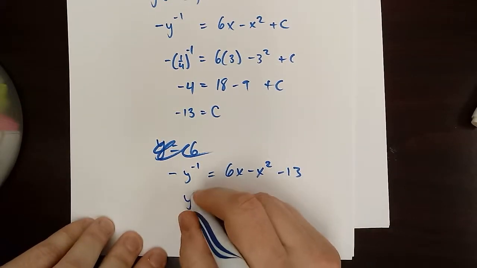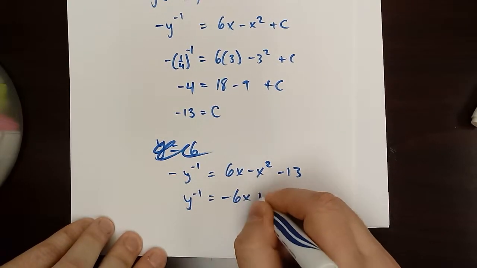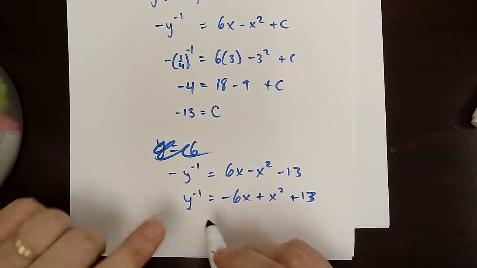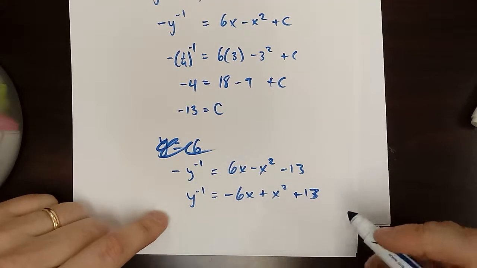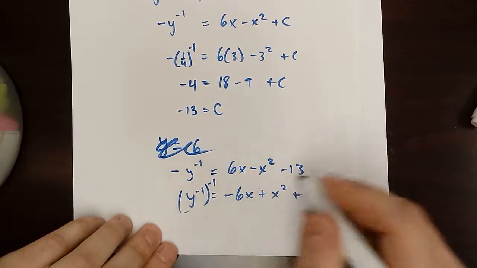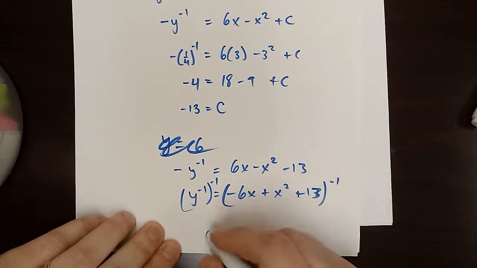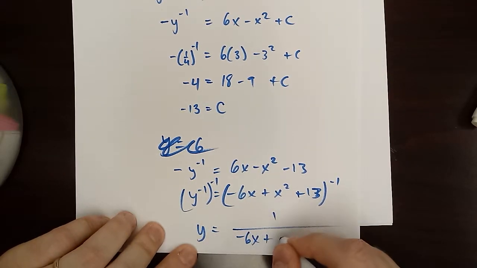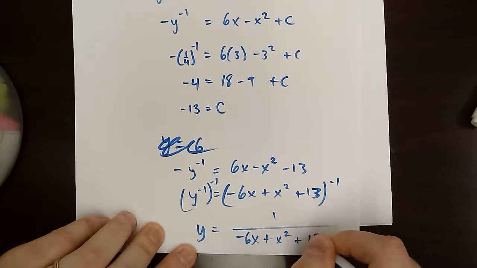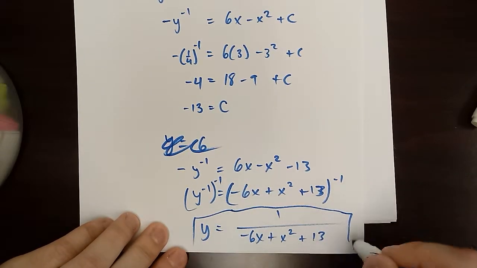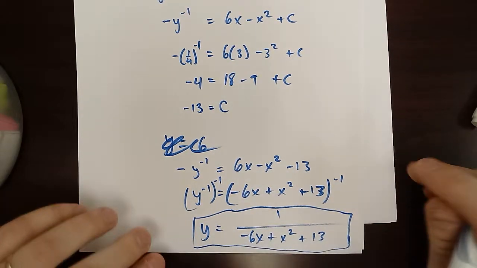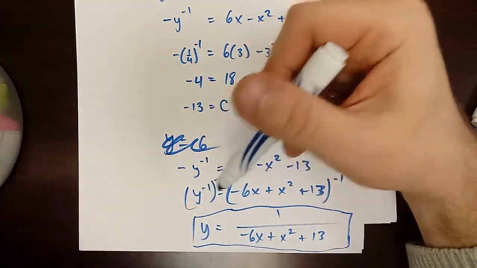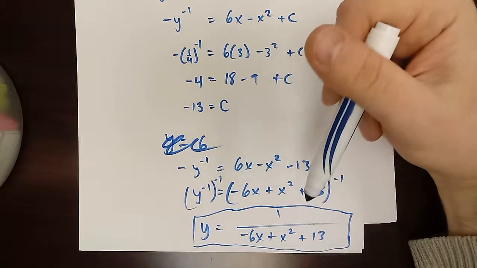Divide both sides by negative 1. y to the negative 1 is equal to negative 6x plus x squared plus 13. To get rid of this, I could take both sides to the negative first power and get y is equal to 1 over negative 6x plus x squared plus 13. So, just a reminder, that's definitely one way to do it.